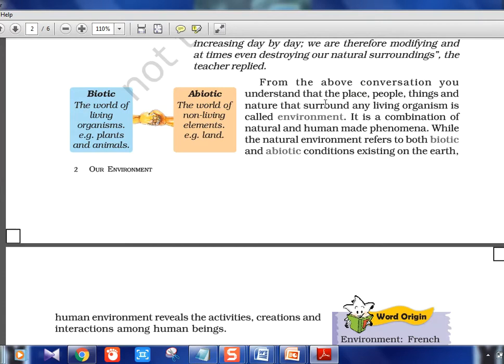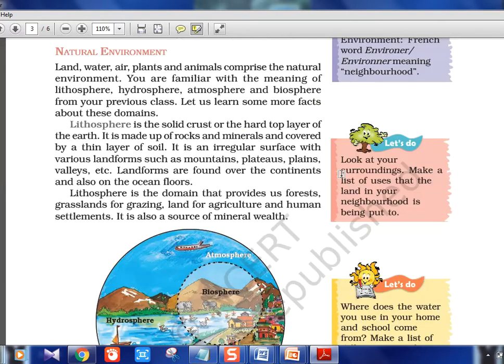What is environment? The place, people, things and nature that surround any living organism is called environment. Whatever is surrounding us, that is our environment. It is a combination of natural and human-made phenomena. So environment doesn't mean only natural, it is also human-made phenomena. Okay, so biotic, abiotic we already saw.